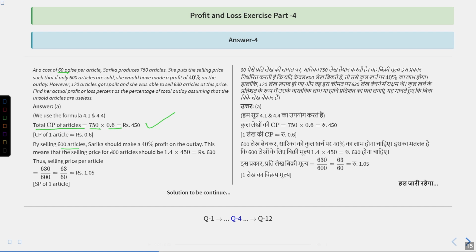By selling 600 articles, Sharika should make a 40% profit on the outlay. It is given in the question. So this means that the selling price of 600 articles should be 1.4 of 450, which is 630 rupees. The total cost price is 450. So 1.4 multiplied by 450, we get 630. The selling price per article: she sells 600 articles, so the total SP is 630 divided by 600, which gives 1.05 rupees. So Sharika gets a selling price of 1.05 rupees for each article.